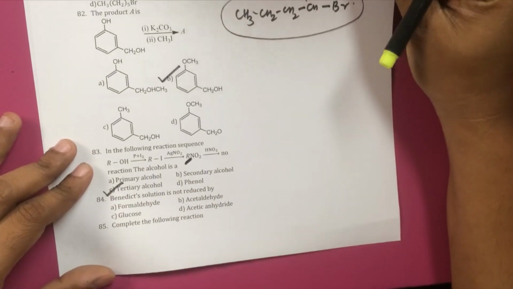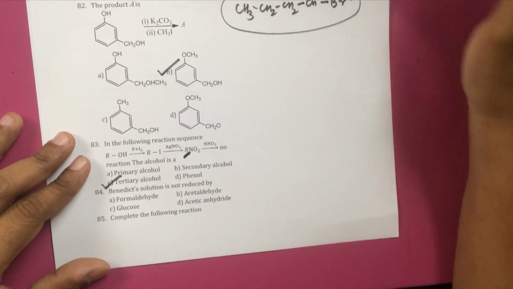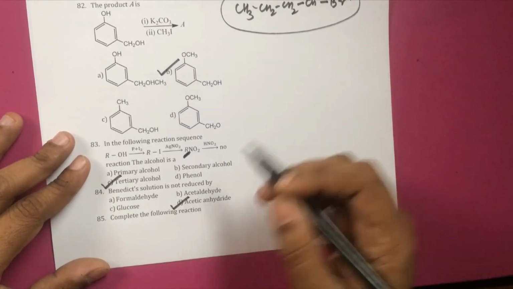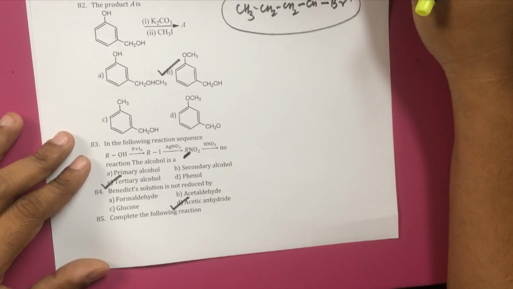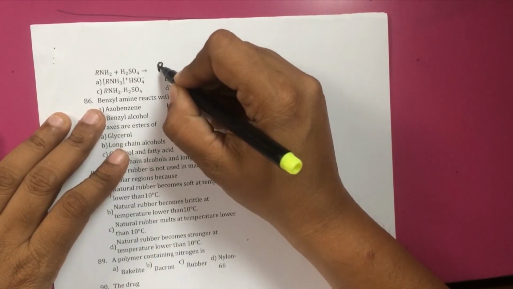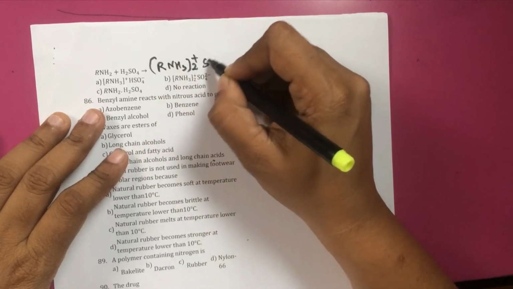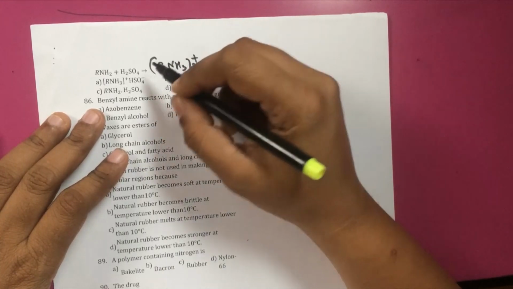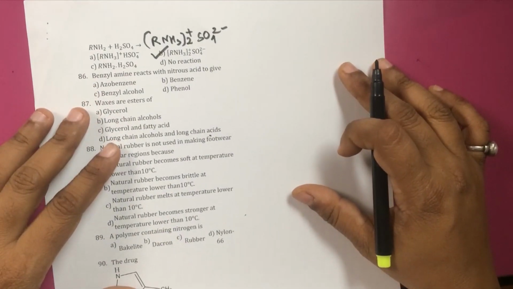Question number 84. Benedict solution is not reduced by formaldehyde, acetaldehyde, glucose, acetic anhydride. It is not reduced by acetic anhydride. Benedict solution only reacts with the aldehyde. Question number 85. Complete the following reaction. RNH2 plus H2SO4. This will give us formation of RNH3+ plus SO4 2-. Salt formation will take place. Therefore, option B.